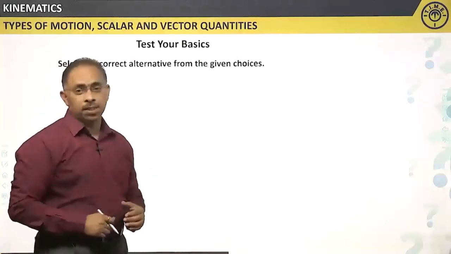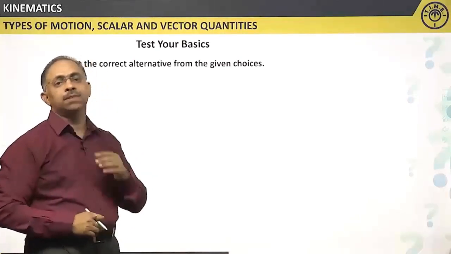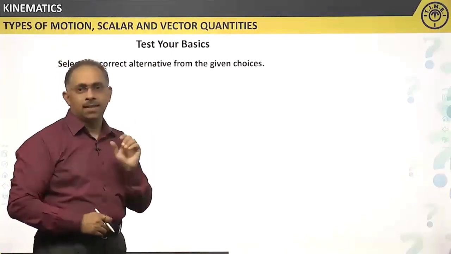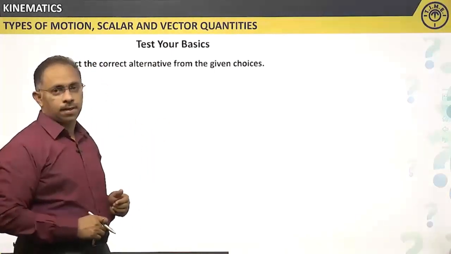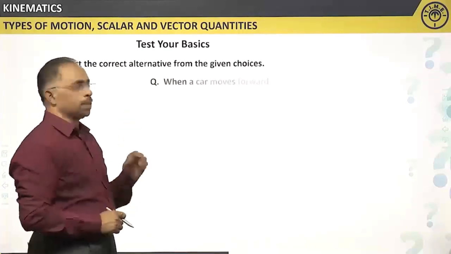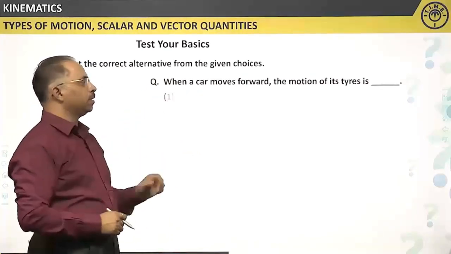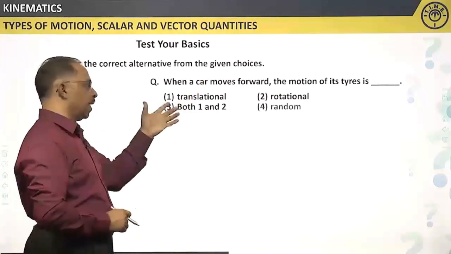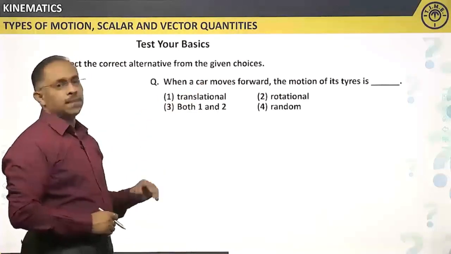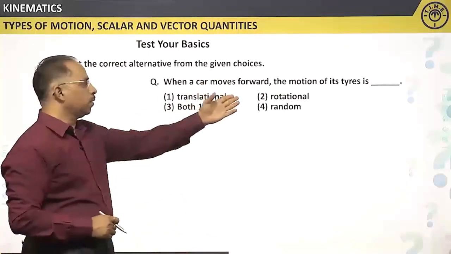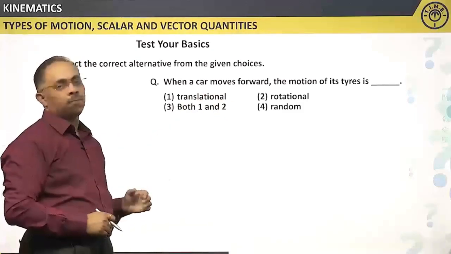Let us solve some multiple choice questions. Here the 4 options will be given and you need to select the correct alternative. Clear? So, let us go with the first question. When a car moves forward, the motion of its tires is dash. We have the 4 options given here. Translational, rotational, both 1 and 2, random motion.